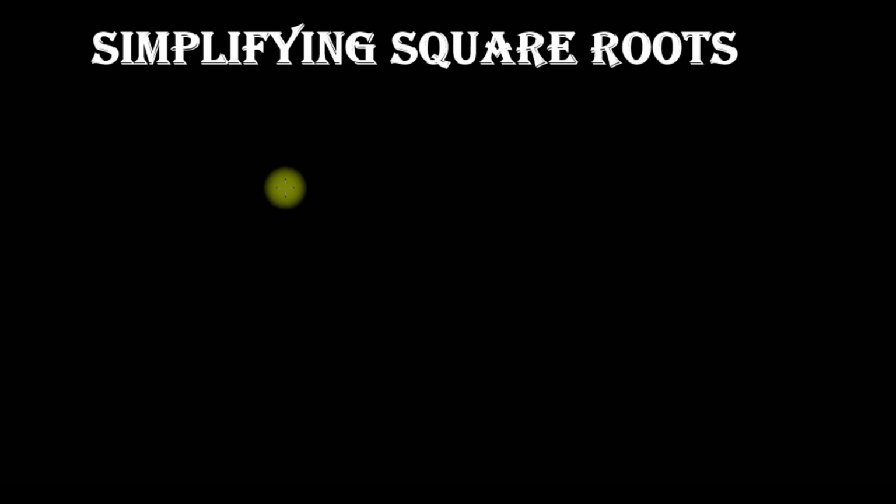Okay, so in this video I'm going to show you how to simplify radicals. So we're going to be looking at square roots, cube roots, fourth roots, and those radicals with variables. So the first thing we're going to look at here is simplifying square roots.